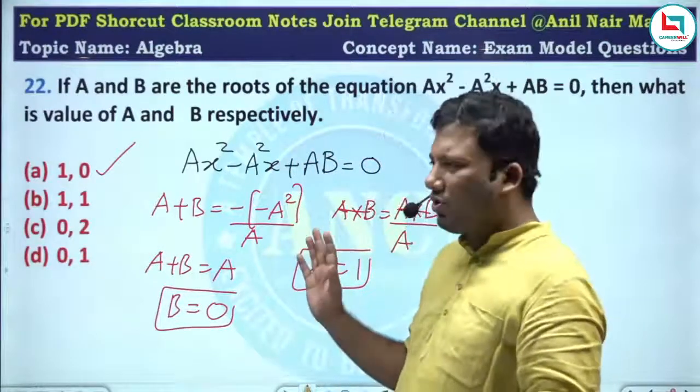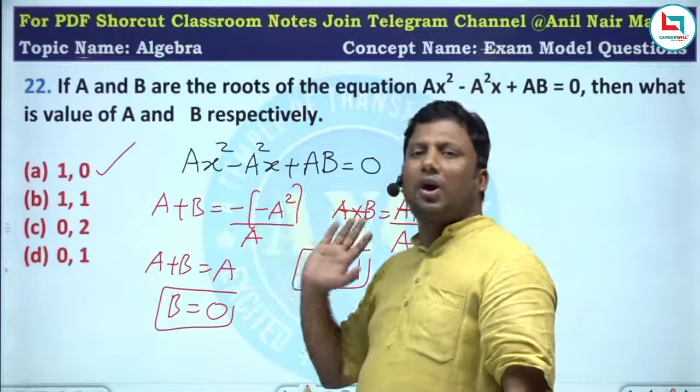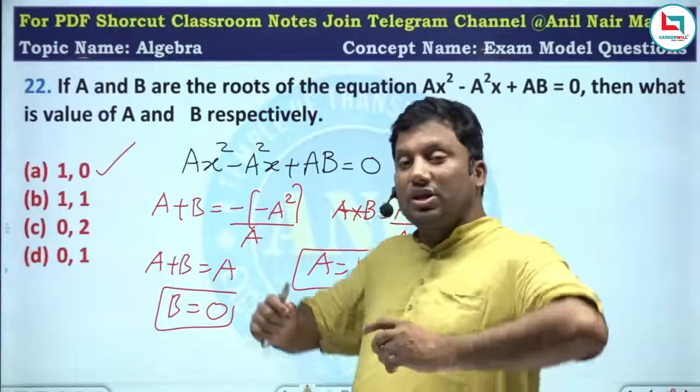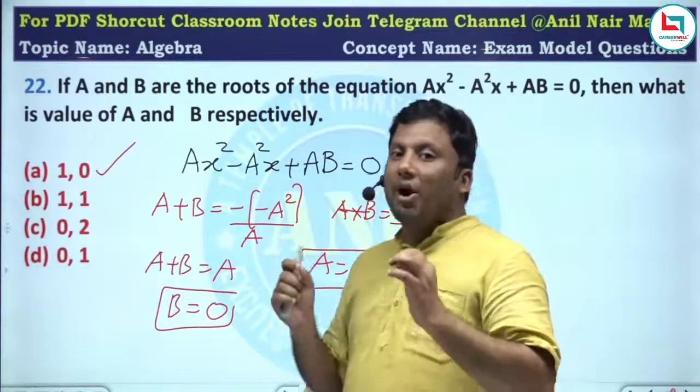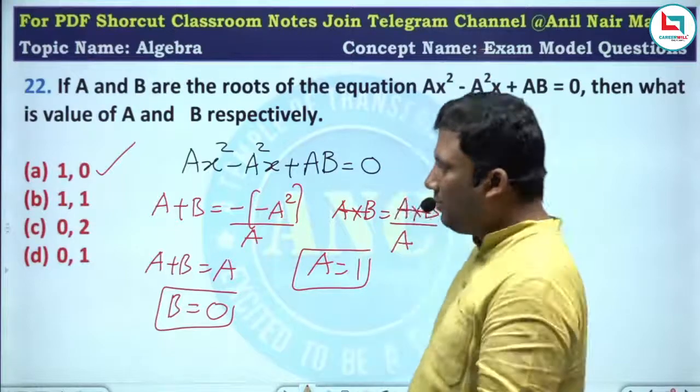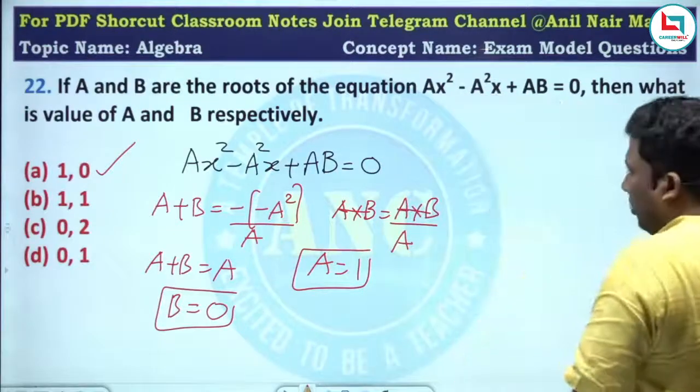Very easy question. Sum of the roots and product of the roots. Sum of the roots is given by minus b by a. Product of the roots is given by c by a. That is the concept which I used here.